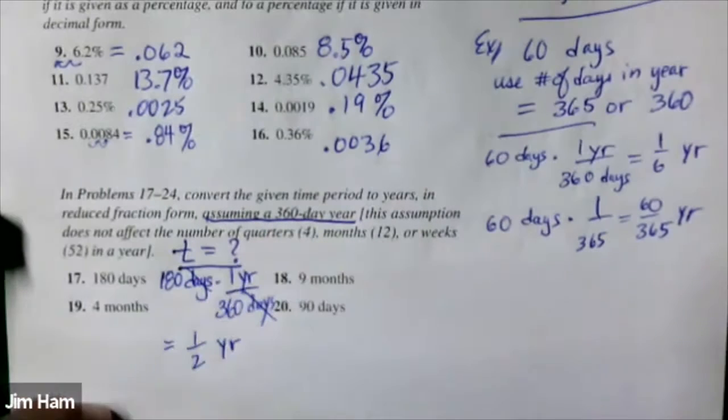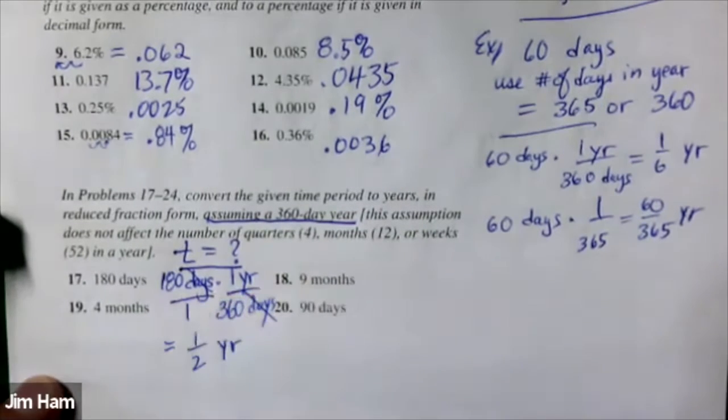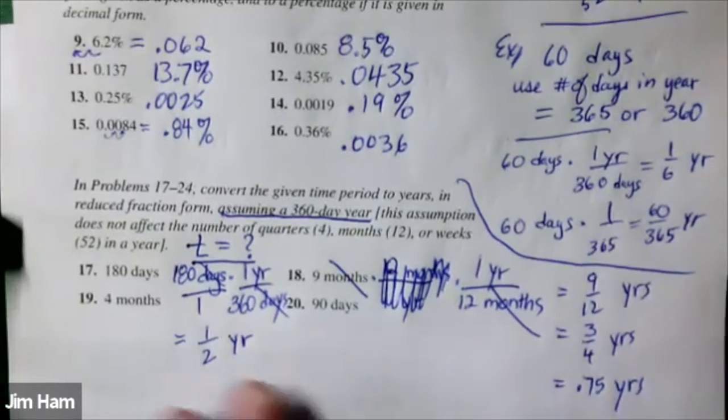And then 180 divided by 360, that's exactly 1/2. So 180 days is a half of a year. That's what they're saying here. And the number that we would type in for T into our formulas would be the 1/2. Okay, why don't you go ahead and do those others? Okay, so 270 days is 3/4 of a year.